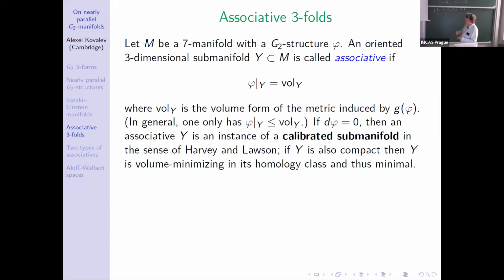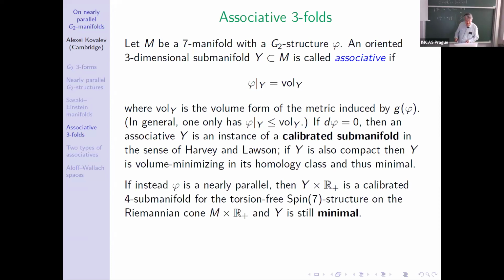However, we didn't assume that d phi is 0. Instead, we assume that d phi, just to remind, is tau times the dual 4-form, where tau is a real constant, right? So we don't use this. Therefore, in our geometry of nearly parallel G2 structures, the associative submanifolds are not calibrated, but the little miracle is they're nevertheless still minimal.